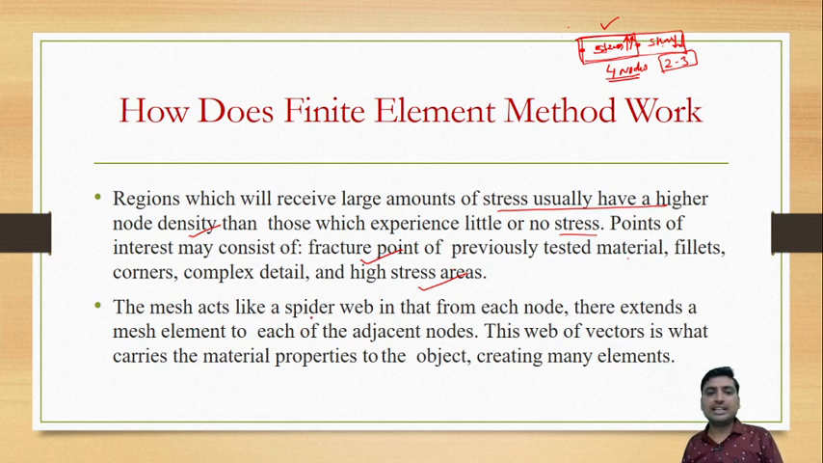The mesh acts like a spider web in that form. Each node extends a mesh element to each of the adjacent nodes. This web of vectors is what carries the material property of the object, creating many elements. What does it mean now? Let's take an example. We have this sentence. What does it mean? So let's see this in a very easy manner.